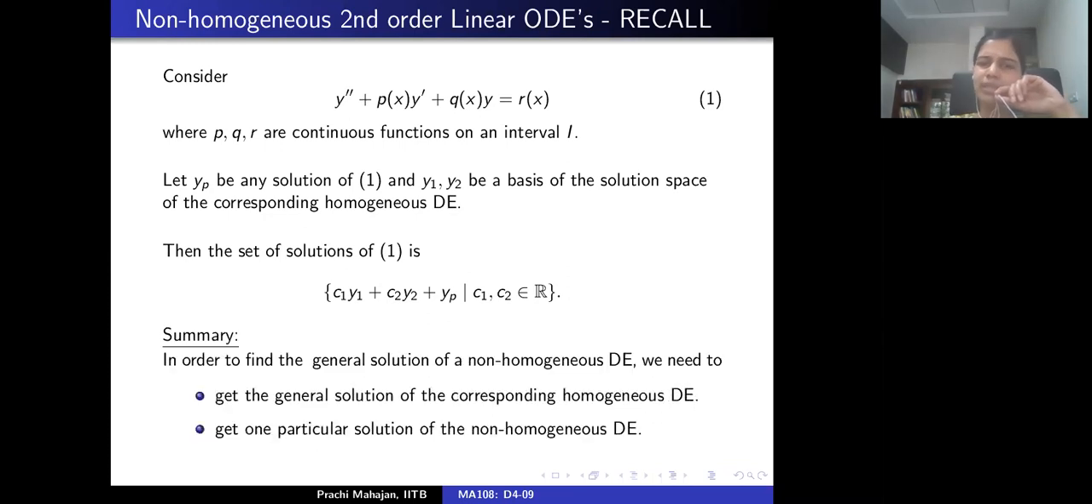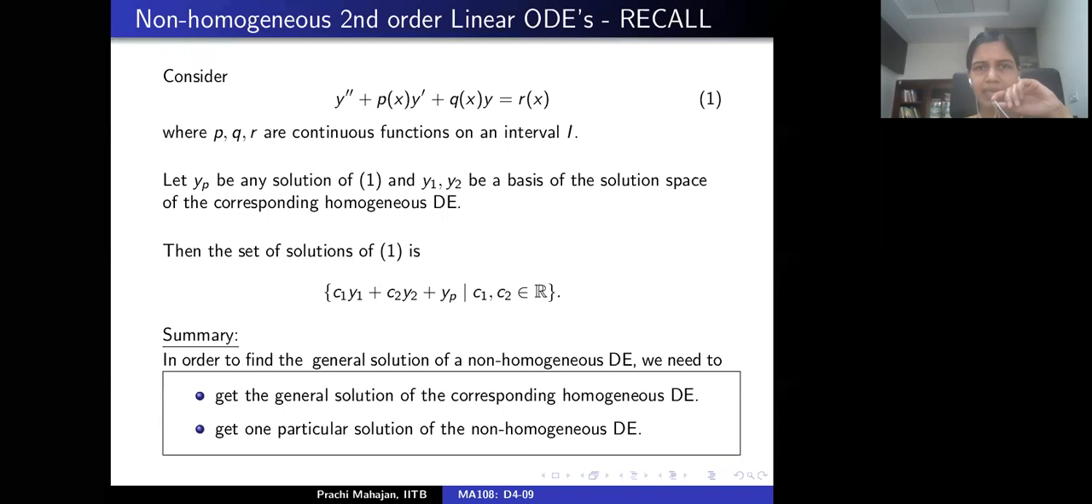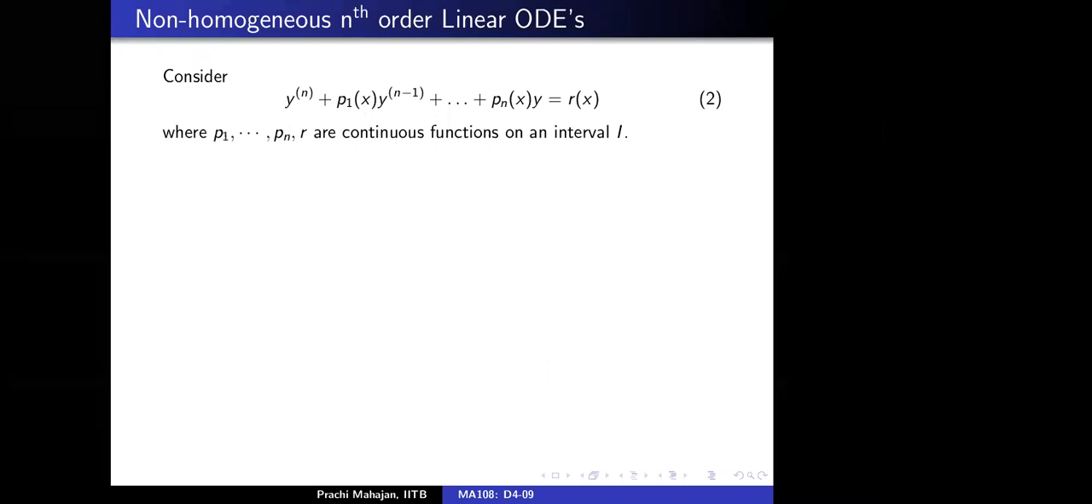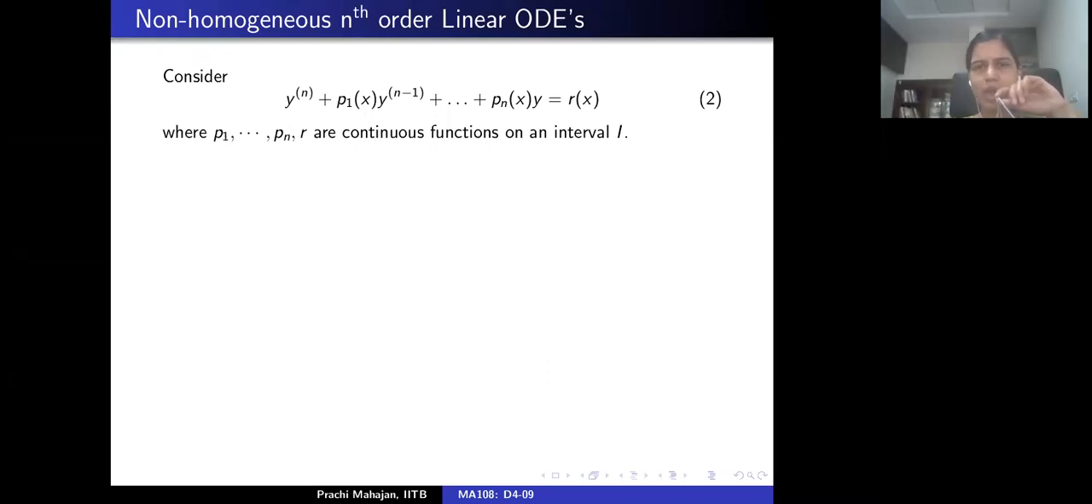So in order to solve the non-homogeneous differential equation, you need to find one particular solution of the non-homogeneous differential equation, and you need to find the basis of the solution space of the associated homogeneous differential equation. It's exactly the same when you look at nth order non-homogeneous differential equations. So suppose that you have an nth order non-homogeneous differential equation, linear, in standard format. All the coefficients P1, P2, P and R are assumed to be continuous on a certain interval I in R, right?